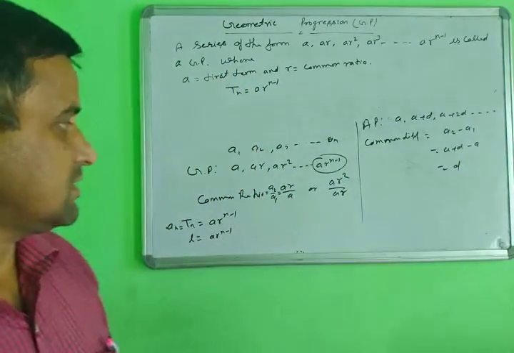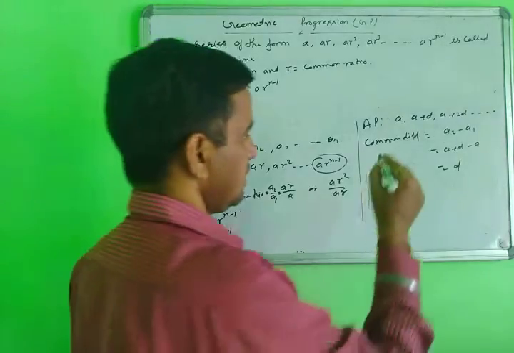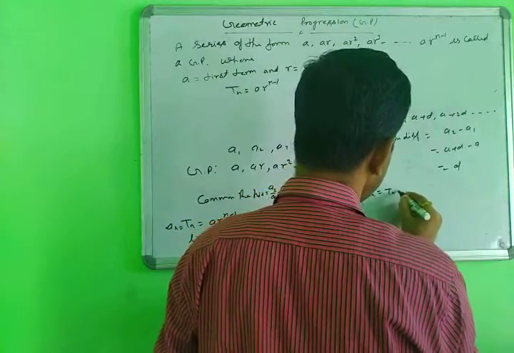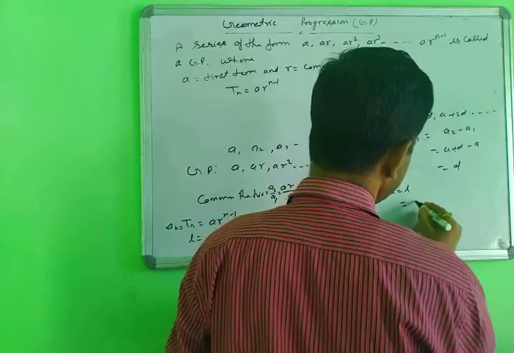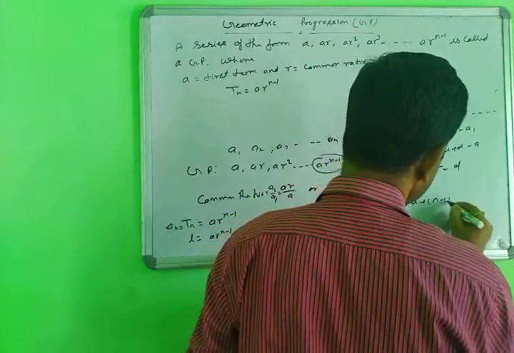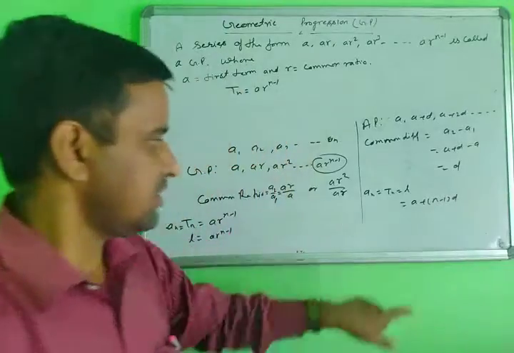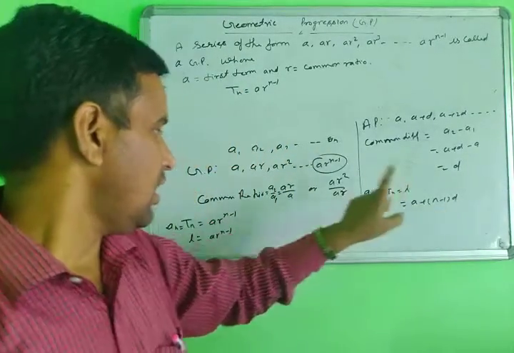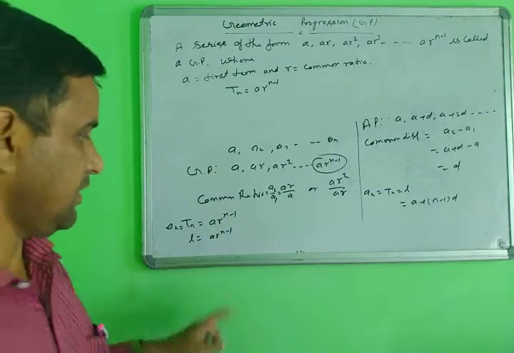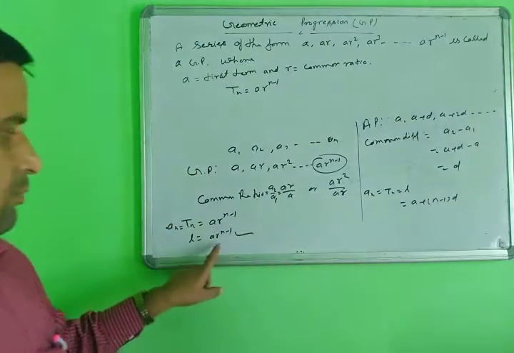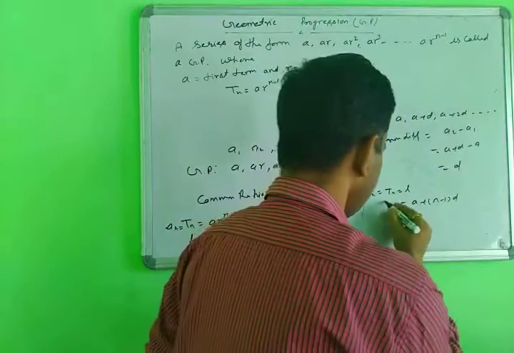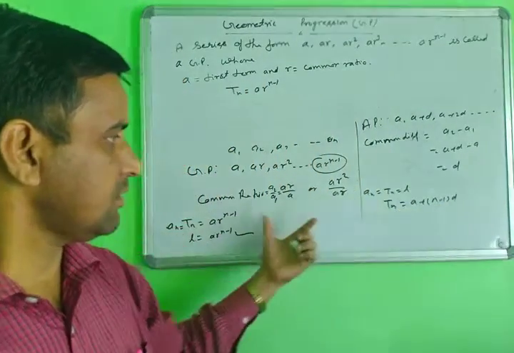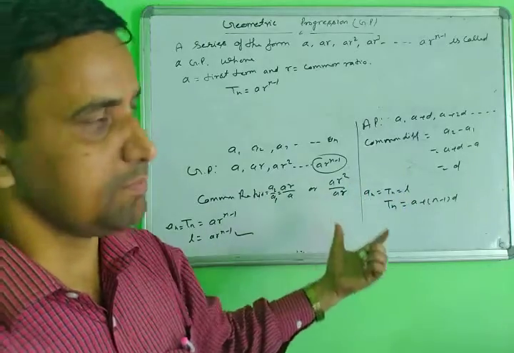Second thing, the general term Tn, you can say An, otherwise Tn, otherwise L. What is that? A plus n minus 1 D. This is the general term of the AP, A plus n minus 1 D, or this is the general term of the GP, AR n minus 1. So this is a comparison study of the AP and GP.